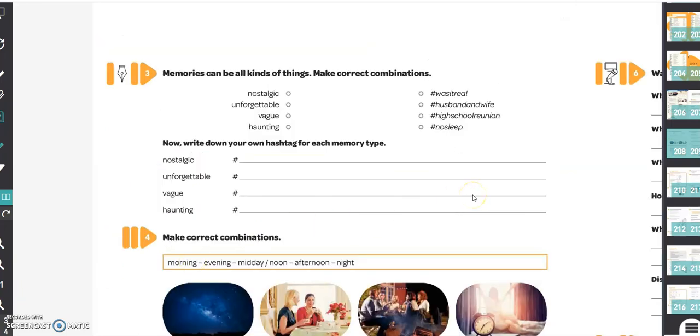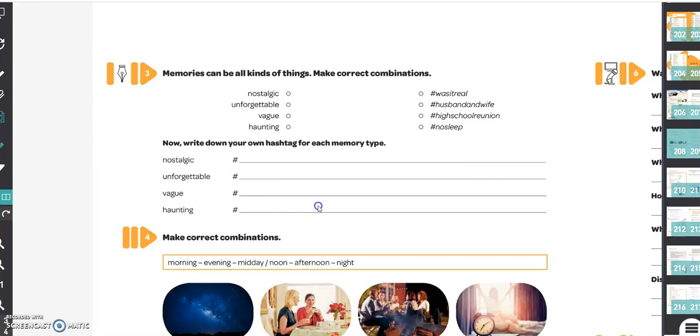So, exercise 3. Memories can be all kinds of things. Make correct combinations. So you can look up the words again on page 260. Then you combine them with the hashtags. Yes? So then you have to write down your own hashtag for each memory type. So what is nostalgic for you? So write it down like this: unforgettable, vague, and haunting.